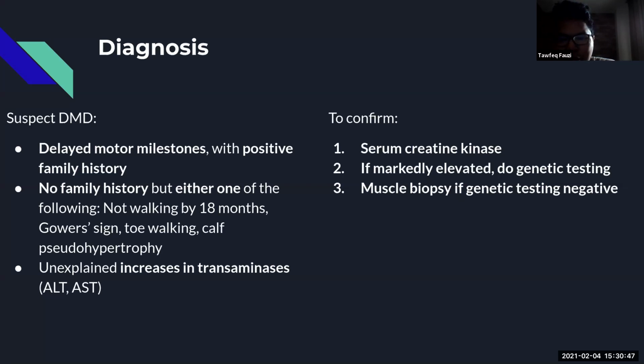So to confirm Duchenne, the first test you need to do is get a serum creatine kinase level. If the level is markedly elevated, then you proceed with the test to confirm the diagnosis, which is genetic testing. If somehow the genetic testing gives you negative results, then you can do a muscle biopsy, and the muscle sample is sent for immunohistochemical staining to stain the dystrophin.